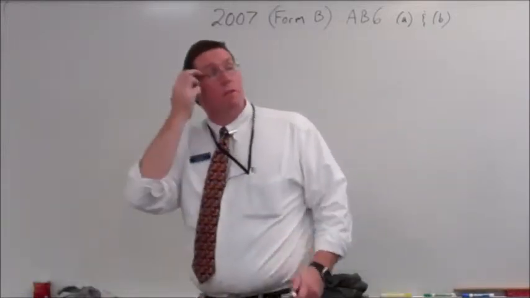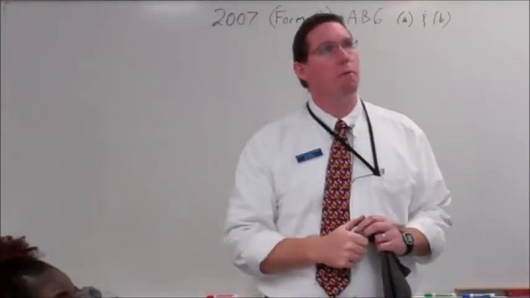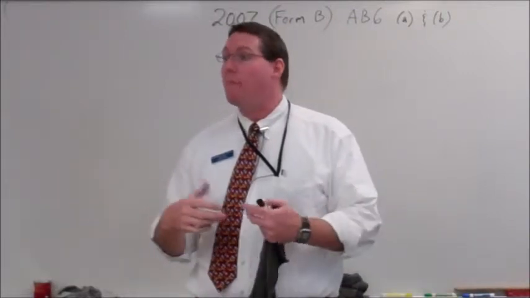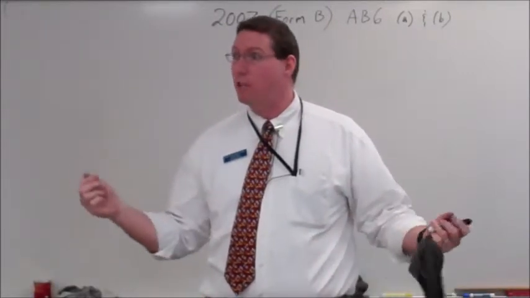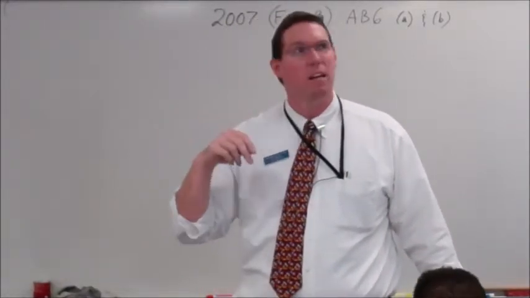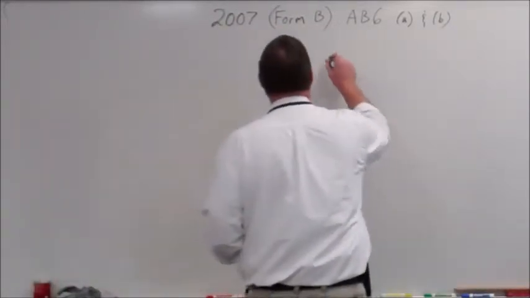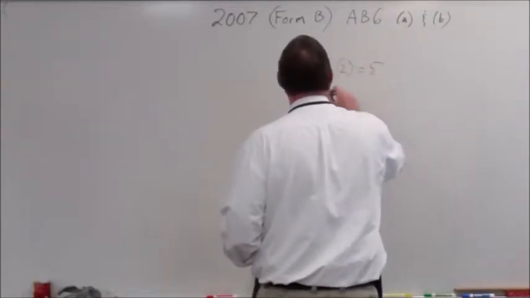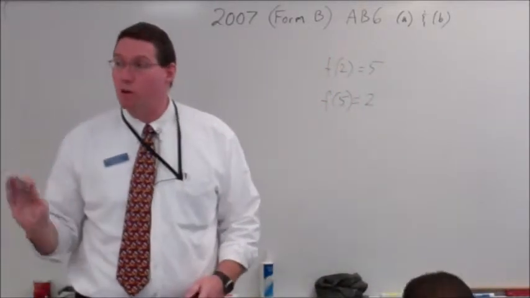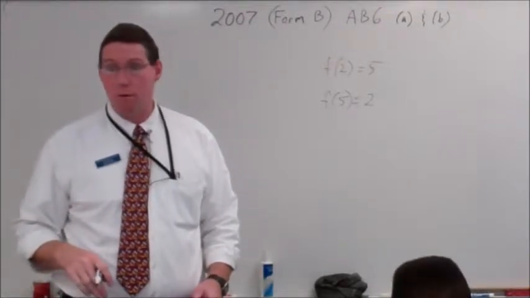Okay, so if you look up there, first you have the stem of the question. Let f be a twice differentiable function. That just simply means that it has two derivatives, that f is a differentiable function and f prime of x is a differentiable function. It is twice differentiable. Let f be a twice differentiable function such that f of 2 is equal to 5 and f of 5 is equal to 2. Easy enough. This is a numerical question. No graph, no function, just numerical values.